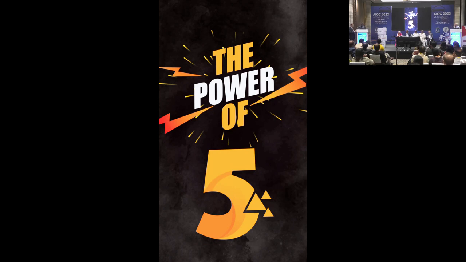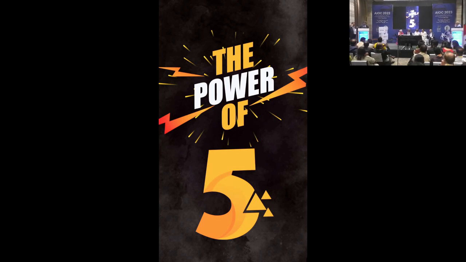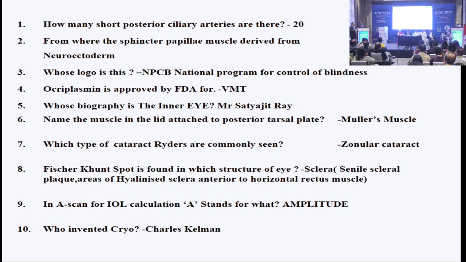So we are coming to the answers now. And whose logo was that? NPCB. It's not moving. Very tough question. So, how many short posterior arteries? You got this right. Correct. The second question was neuroectoderm. You passed. Whose logo? NPCB. Pass. Ocriplasmin, vitreolysis. We got it. Yeah. We give 10 points for that.